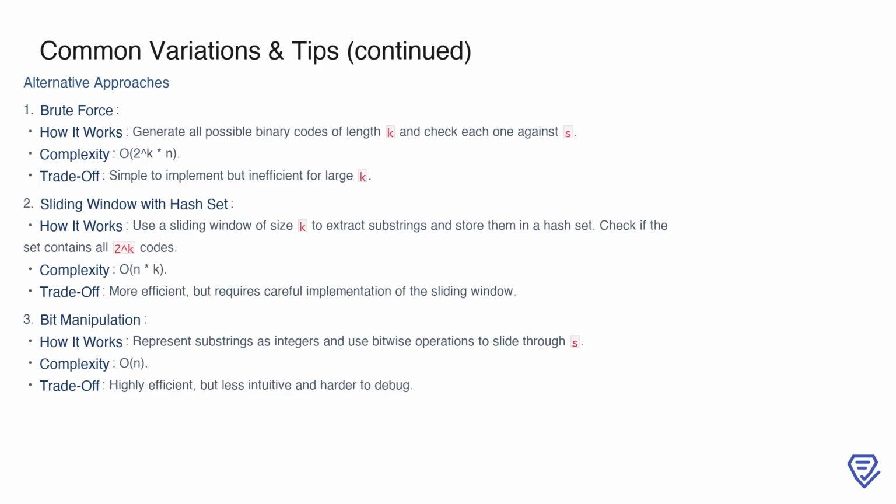For those seeking the most optimized solution, bit manipulation can be a powerful technique. By representing substrings as integers and using bitwise operations to slide through the string, you can achieve a time complexity of O(n). However, while this approach is highly efficient, it's less intuitive and can be harder to debug. Each method has its trade-offs, so consider the specific requirements and constraints of the problem when deciding which one to use.